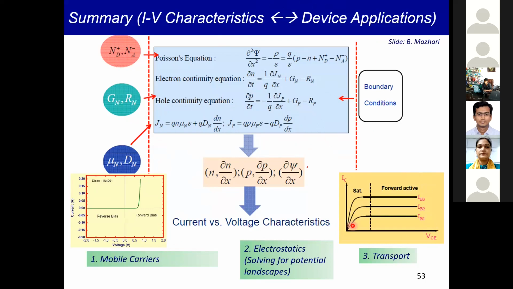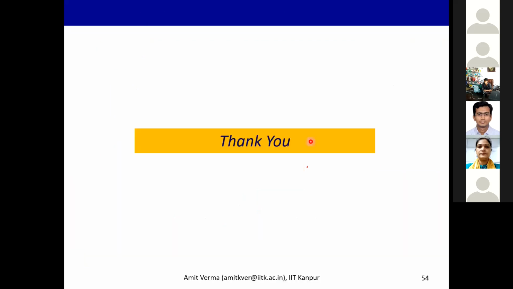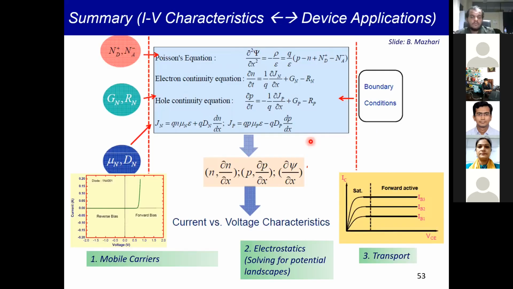And of course, you can go backwards. Suppose for your application, you need certain current-voltage characteristics. You can go backwards and design the device. So that's it from my side. Thank you, and if you have any questions, we can take them now.